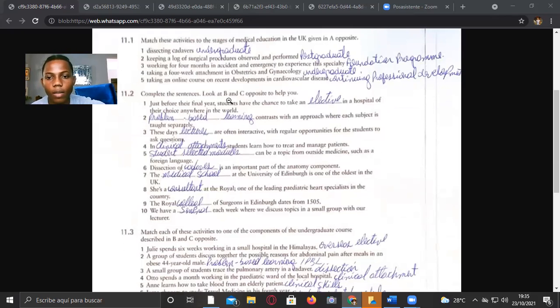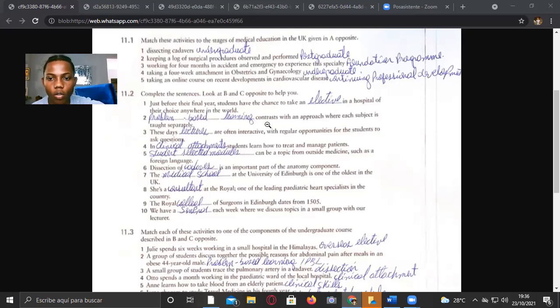Complete the sentence. Look at B and C opposite to help you. Just before their final year, the students have the chance to take an elective in a hospital of their choice anywhere in the world.